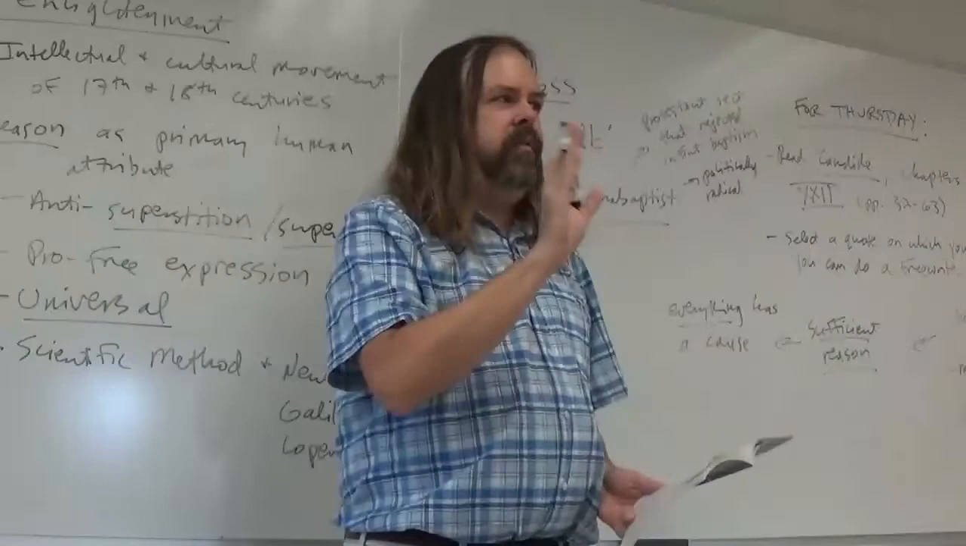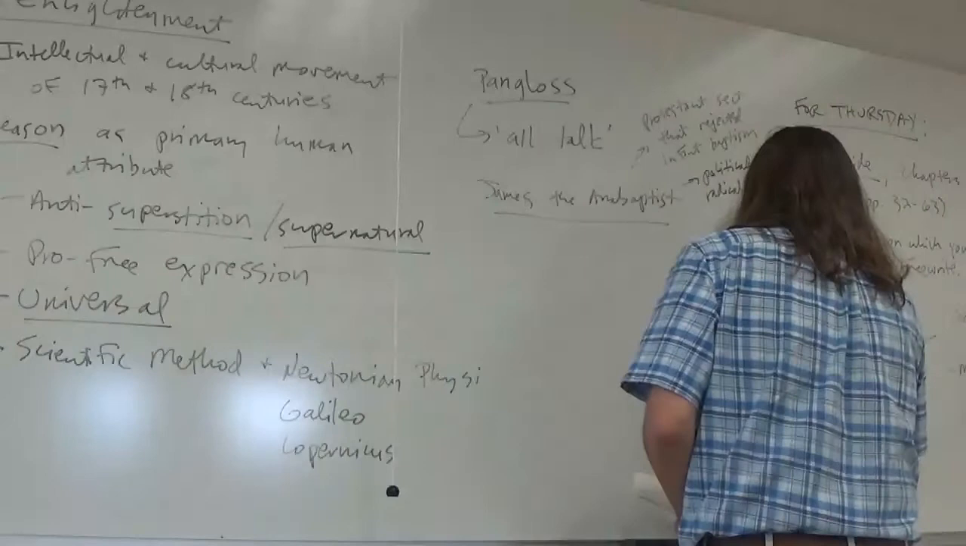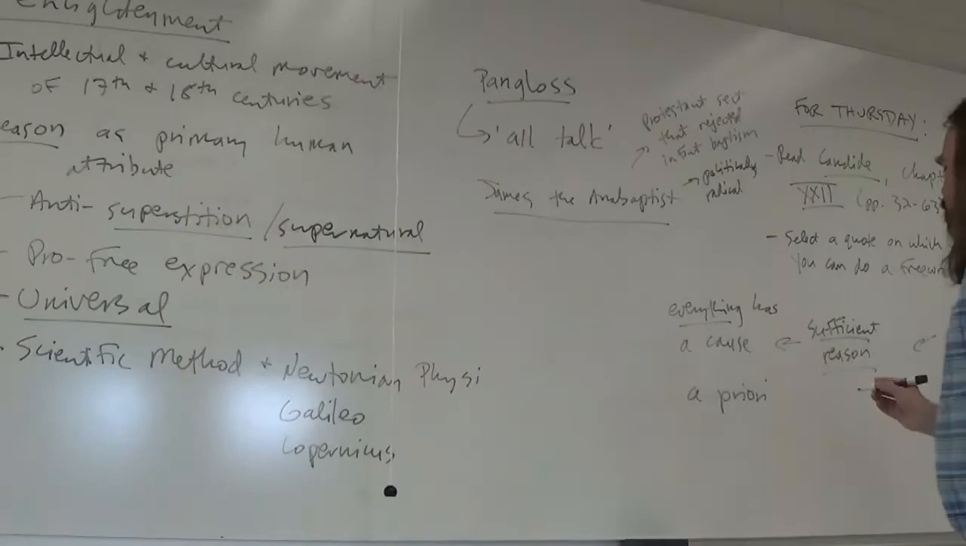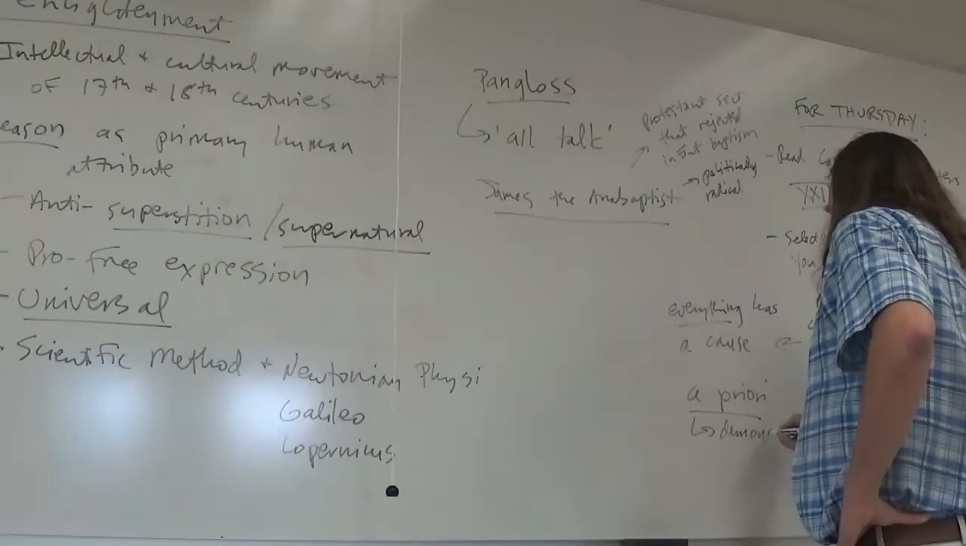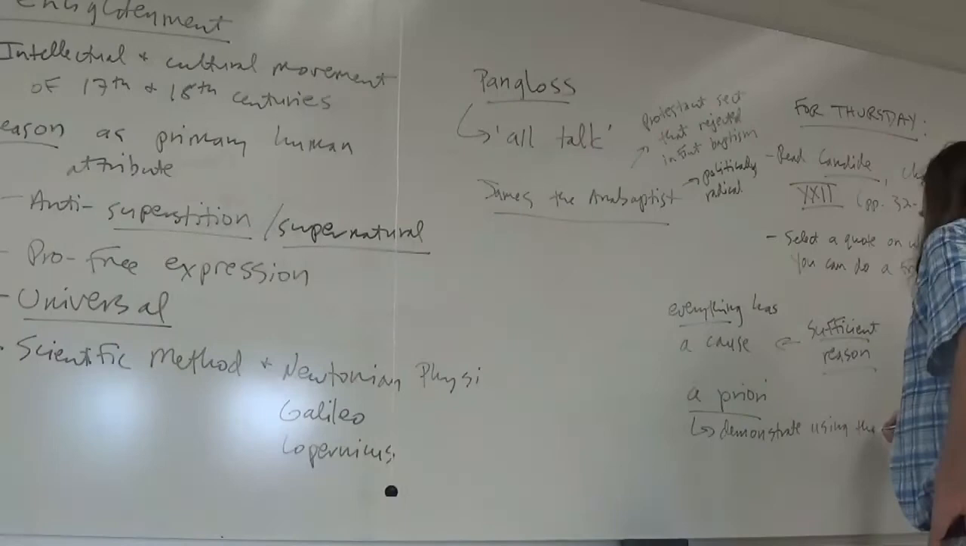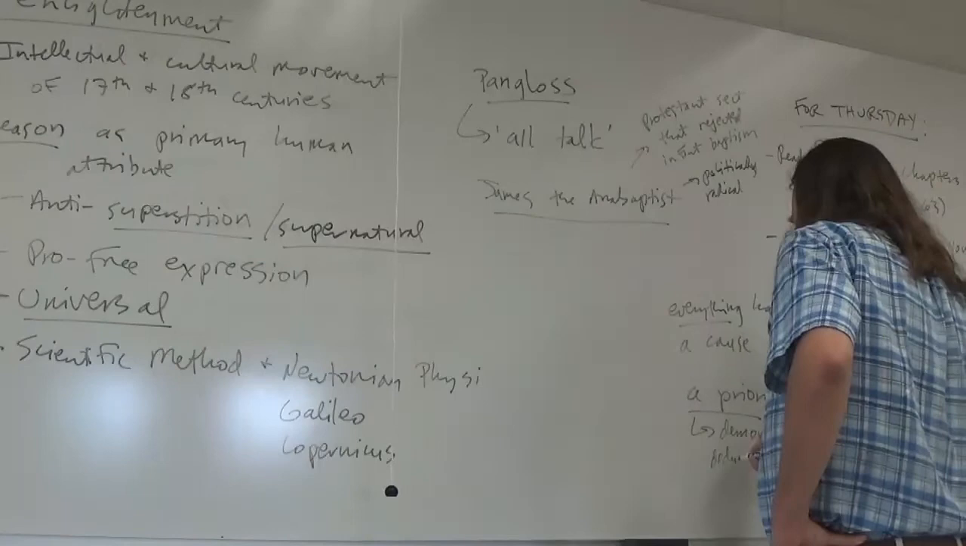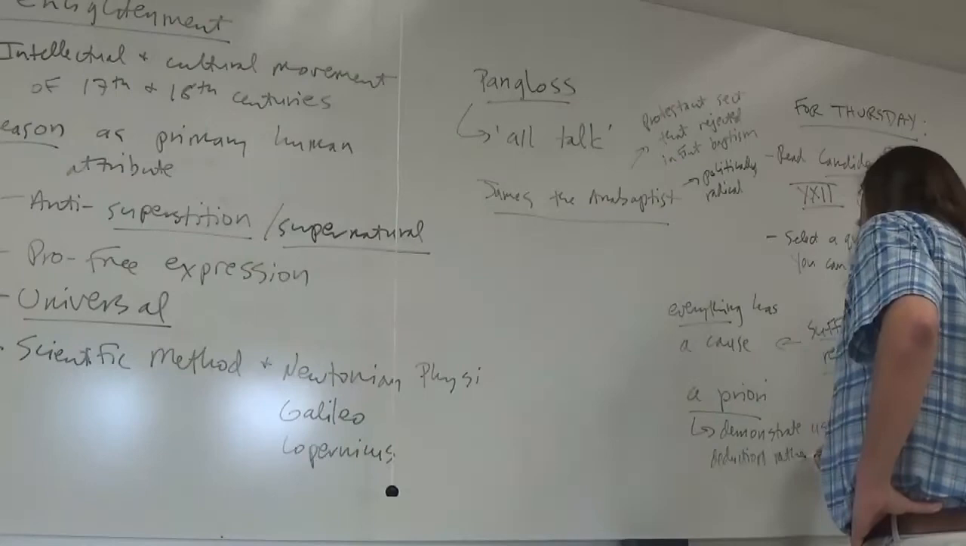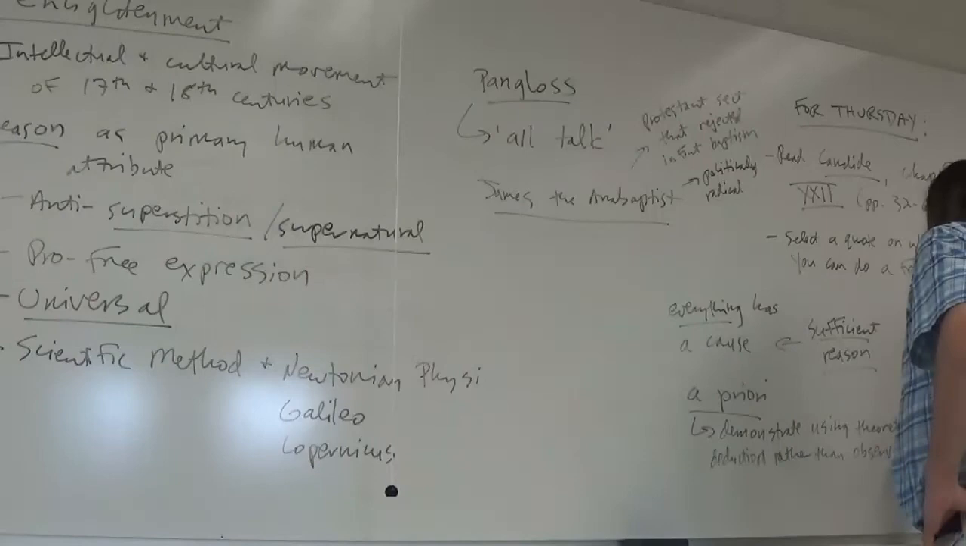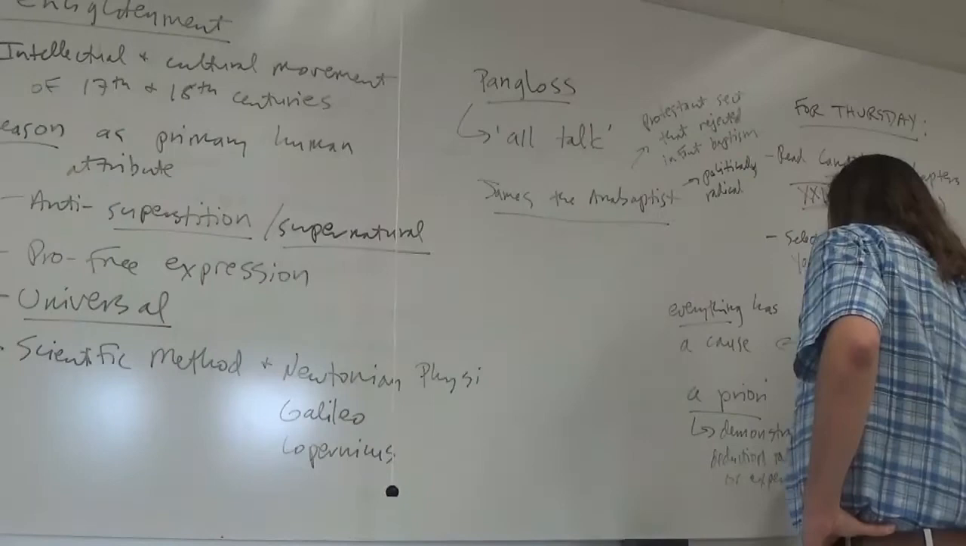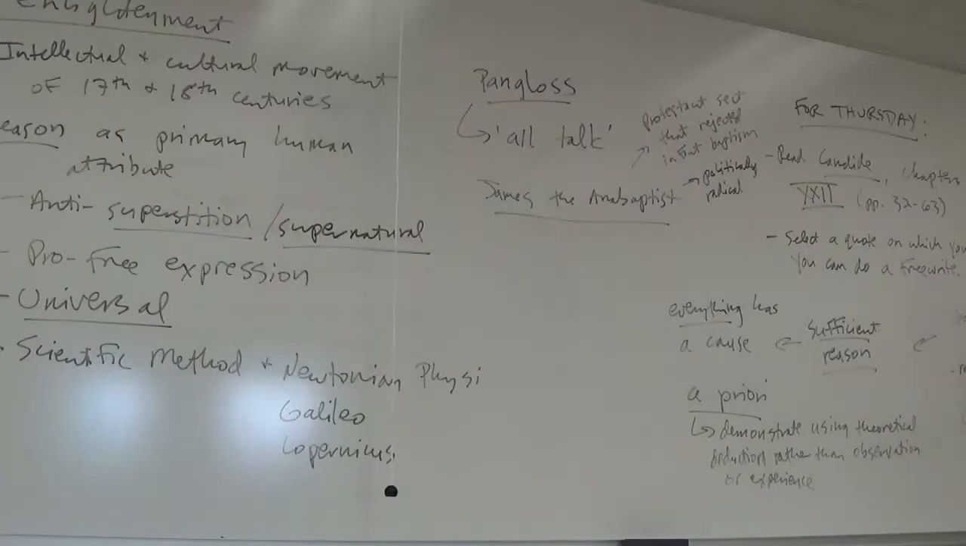Okay, so a priori is a term that is used in philosophy. And a priori means to try to demonstrate something using theoretical deduction rather than observation or experience. So the fact that Pangloss is always trying to reason this way, trying to reason a priori, also tells us something about his knowledge.